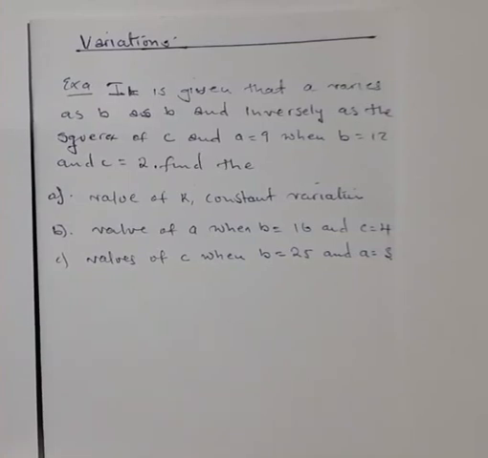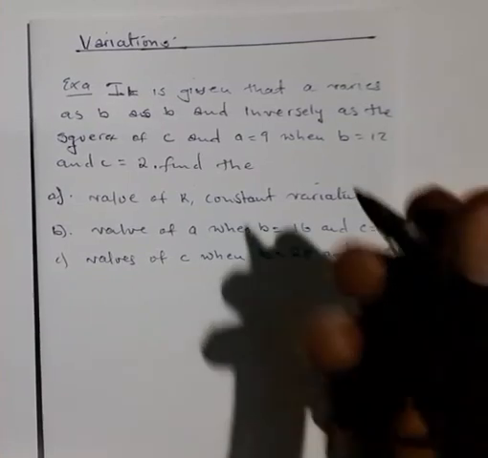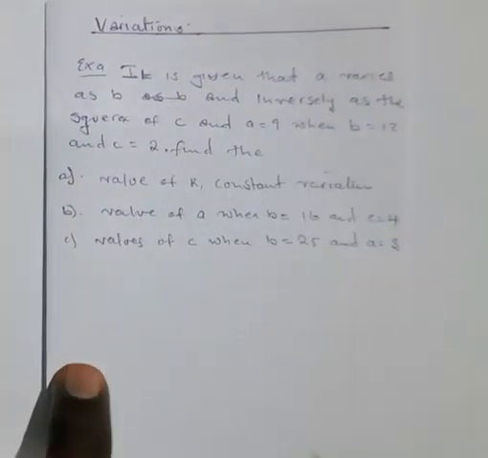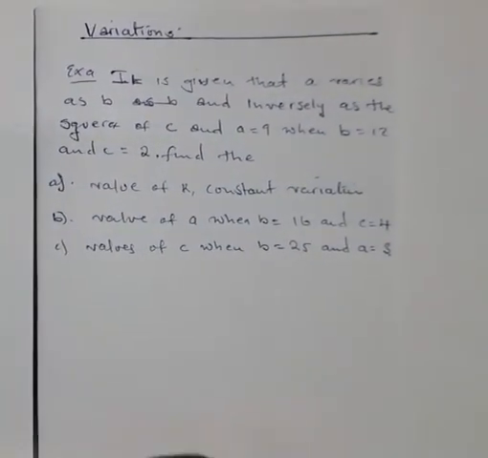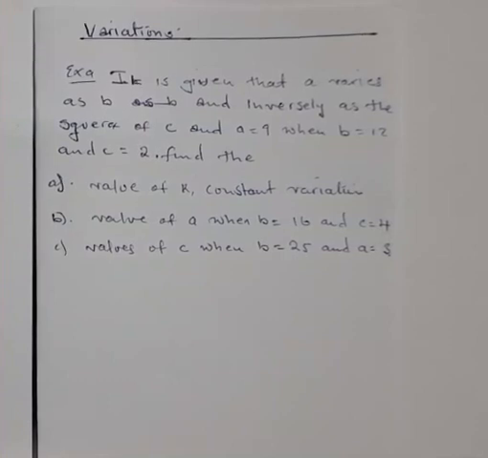So it is given that A varies as B, and inversely as the square of C. And A is 9 when B is 12 and C is 2. Find the value of K, the constant of variation.